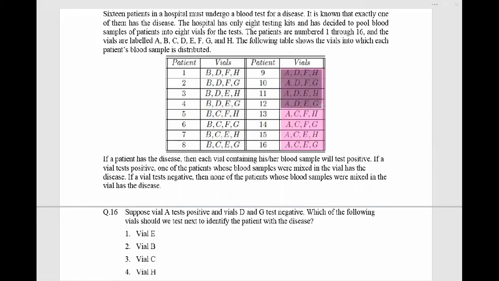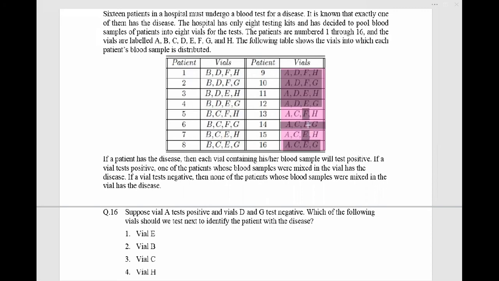9, 10, 11, 12. G negative, I can remove 14. I can remove 16 also. In which of the following should we test next to identify? So if I see, 13 and 15 are left and A, C and H are common. So either I should test F or I should test E, and I need not test both.